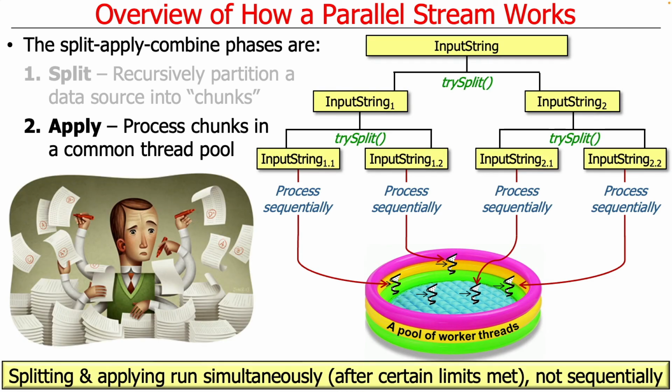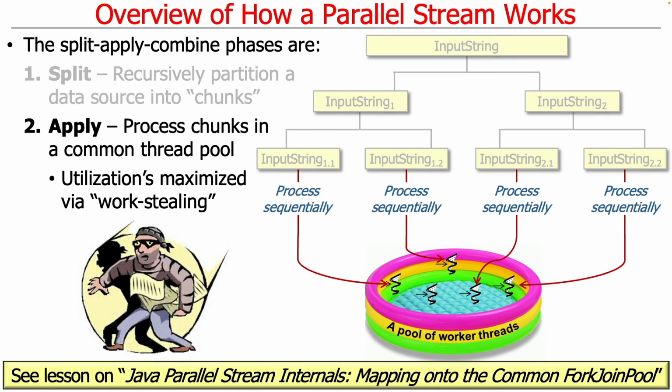Now, another thing to note here is that splitting and applying can actually take place simultaneously. As chunks get split into small enough pieces, they're doled off to the common fork join pool where they can start to do their thing. So they don't do all the splitting first, followed by all the applying. They split and apply roughly at the same time. Again, a little preview of coming attractions.